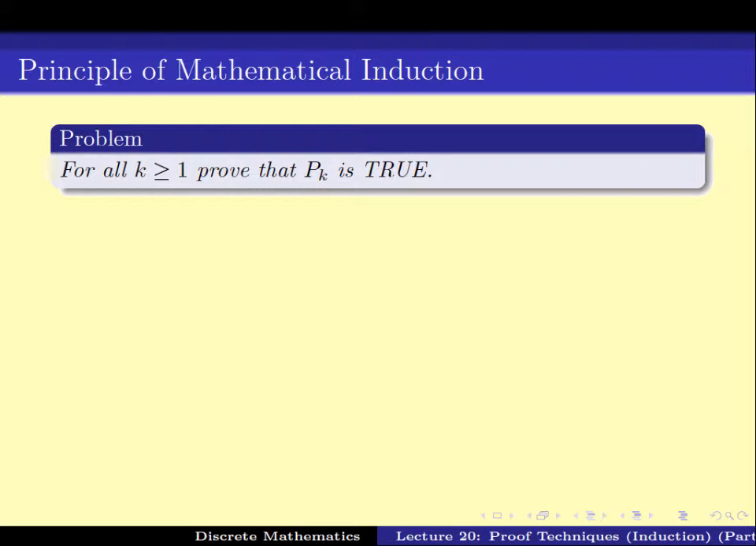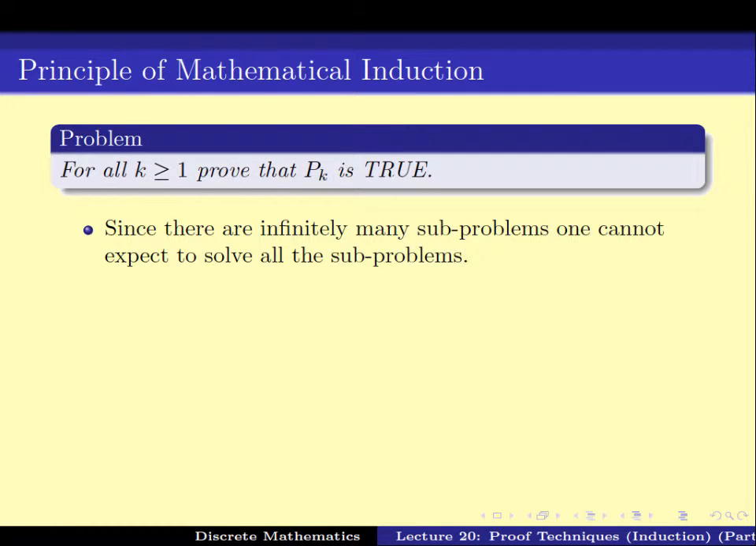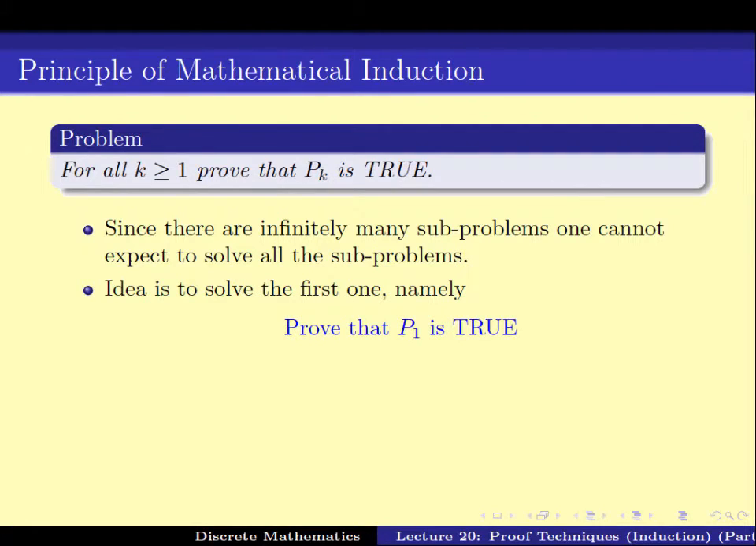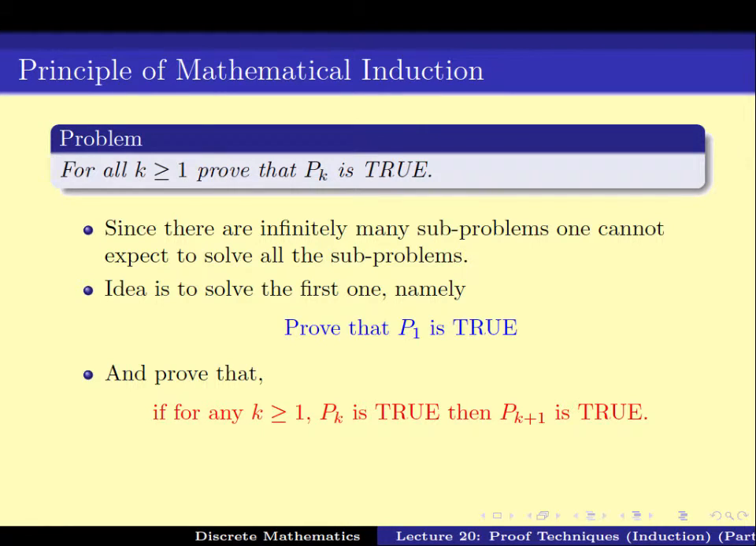Now there are many ways of proving this thing. One obvious way is to prove that P1 is true, then P2 is true, and P3 is true, and so on. The only problem is that there are infinitely many subproblems, and hence one cannot expect to solve all of them. So we have to come up with a nice technique of solving all the problems in one go. So the idea is, first prove P1 is true, and then assuming that Pk is true, prove that Pk plus 1 is true.